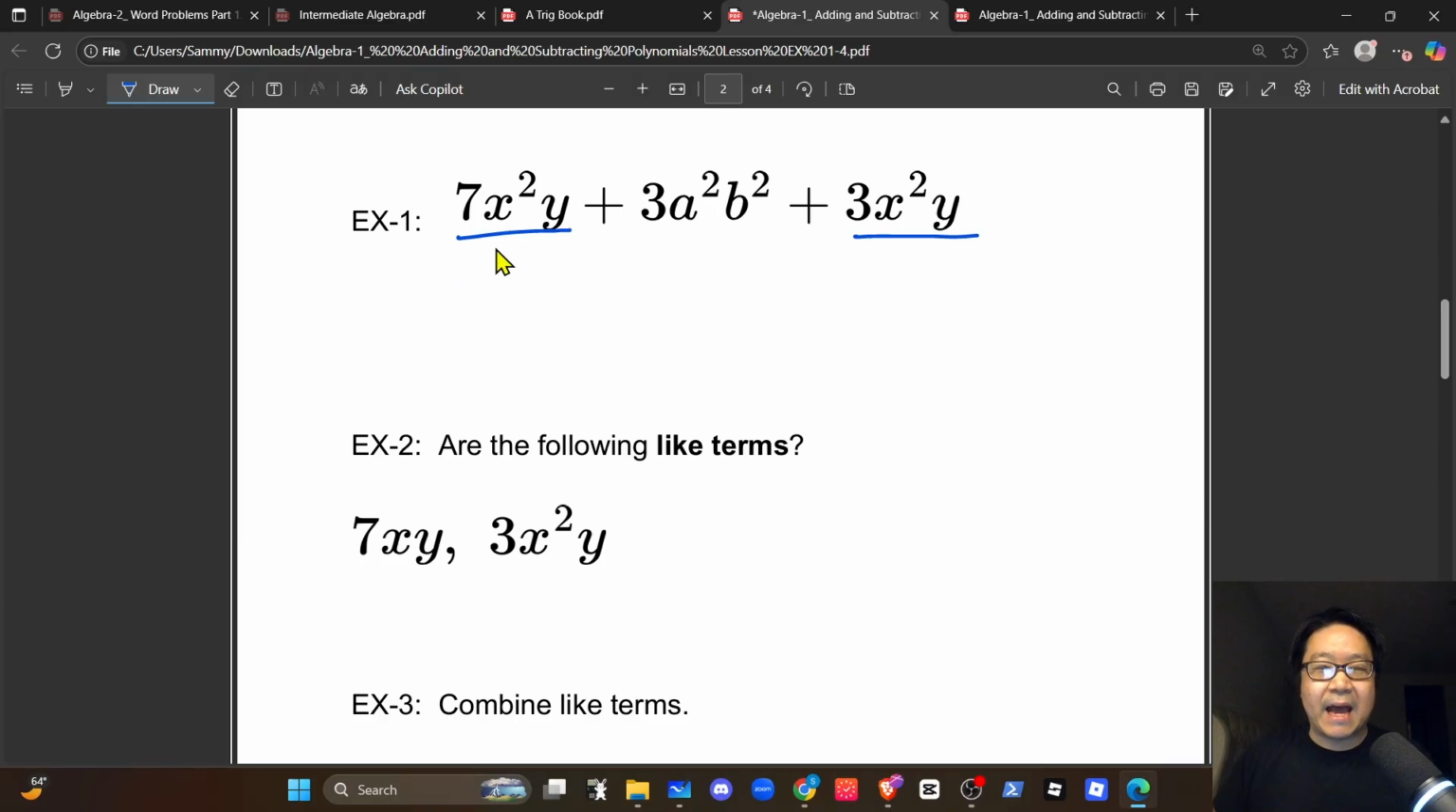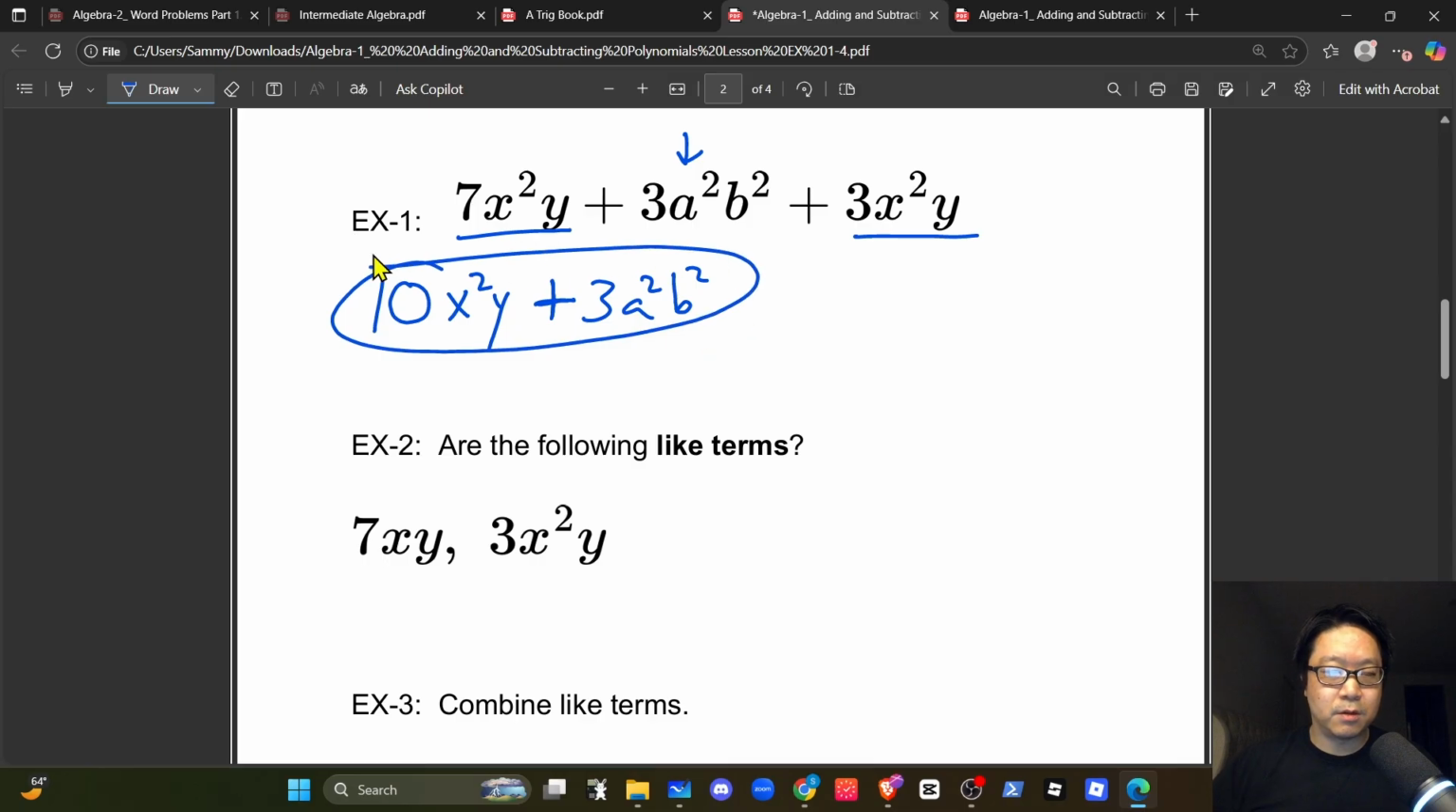And in that case, we can combine them. In other words, we can add, right? You have a positive 7 and a positive 3. So you can simply add and get 10x squared y, and then you're left with 3a squared b squared as your other term. This one is not like terms compared to the other ones. It's got a squared and b squared. So that's going to be your answer.